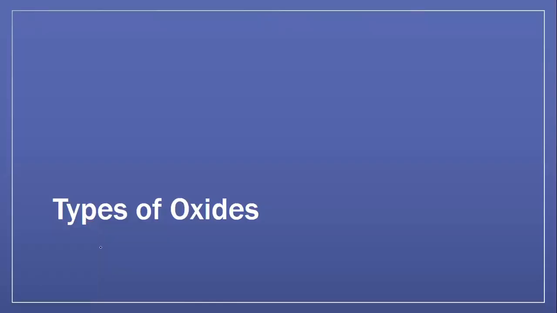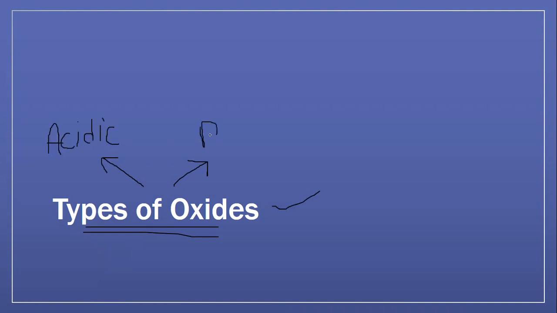Last but not the least, we are moving on to the last topic of your acid, bases and oxides. वो क्या है आपके पास? Types of oxides. अब हमारे पास दो किस्म के ऑक्साइड्स होते हैं. One of them are known as acidic oxides and the other type is known as basic oxides. जो acidic oxides होते हैं, they are made up of non-metals.